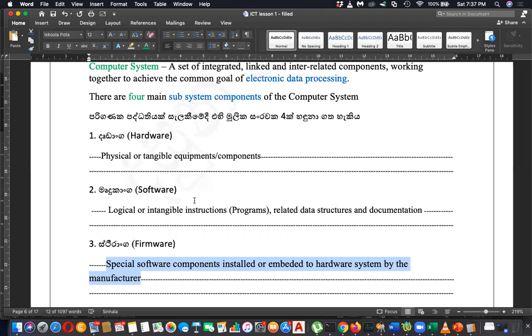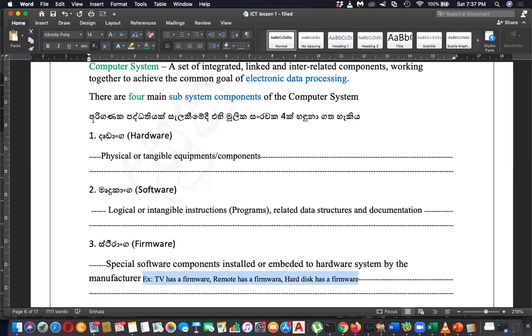We call it firmware. Installed in firm. Example, TV has firmware. Remote has a firmware. Hard disk has a firmware. Pen drive has a firmware. Any hardware, you name it. Any hardware devices, you can see firmware.